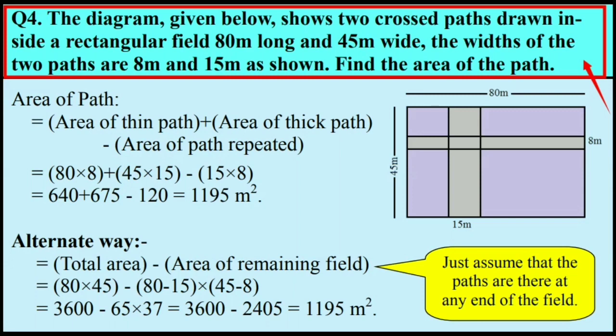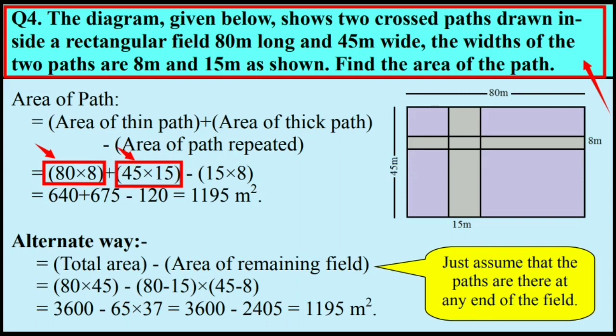Since both the paths are rectangular, hence their area is length multiplied by breadth. For the longer and thinner path, the length is 80 meter and breadth is 8 meter. Hence, its area is 80 multiplied by 8. For the shorter and wider path, the length is 45 meter and breadth is 15 meter. Hence, the area is 45 multiplied by 15.